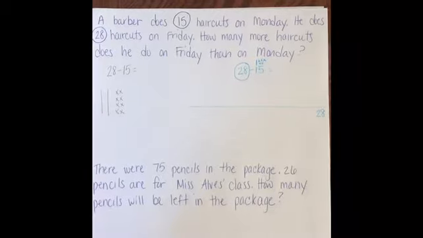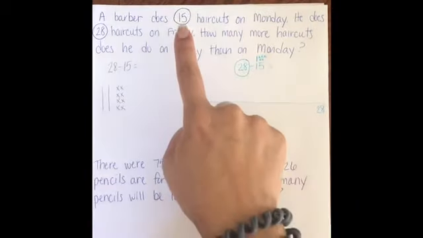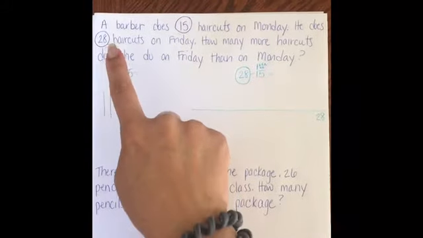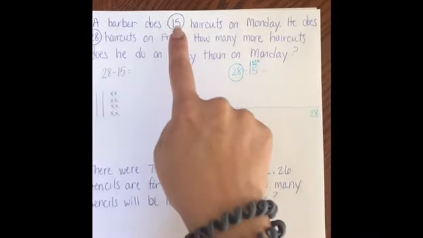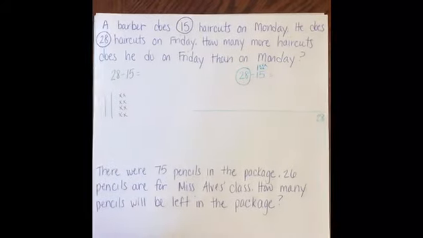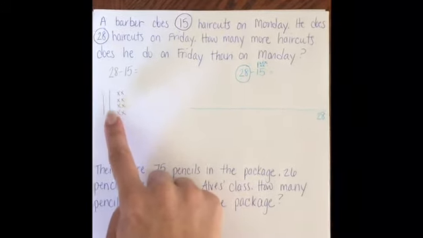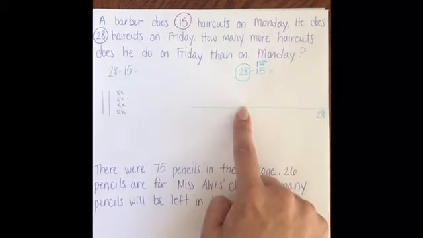Okay, we're ready to check now. So I've circled my two numbers. And I remember that I'm thinking about the difference between the 28 haircuts on Friday and the 15 haircuts on Monday, which means I'm subtracting. So here's my base 10 block strategy. It's set up and ready to go. And here's my number line.